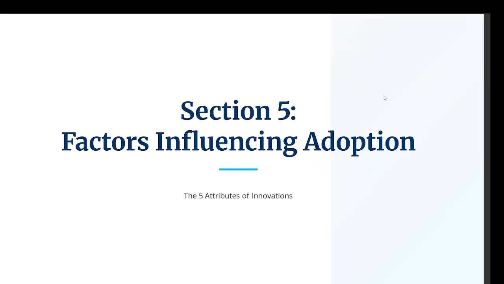This is section 5. In this we discuss the factors influencing adoption. At this point we have explored how innovation is spread through society across different groups and technologies. Traditionally, five attributes are identified to observe: relative advantage, compatibility, complexity, trialability, and observability.